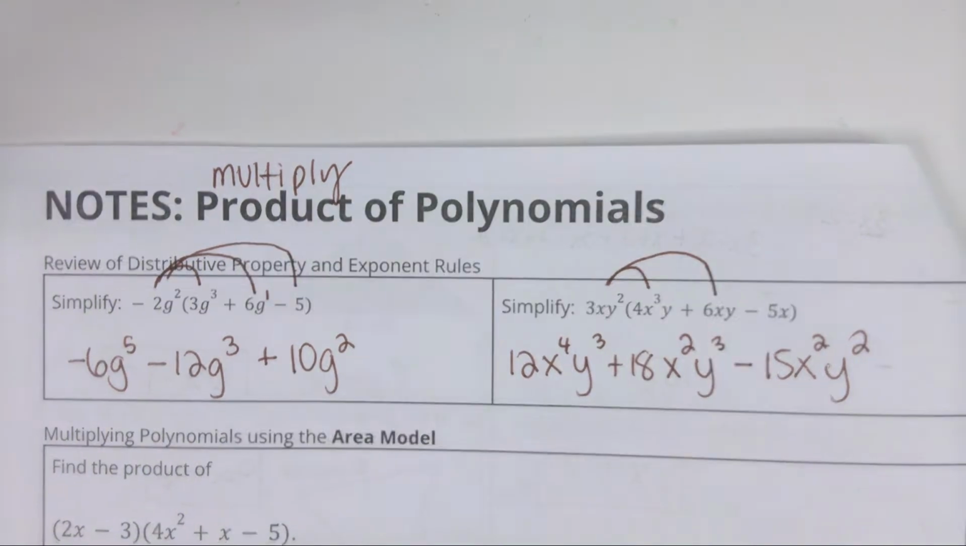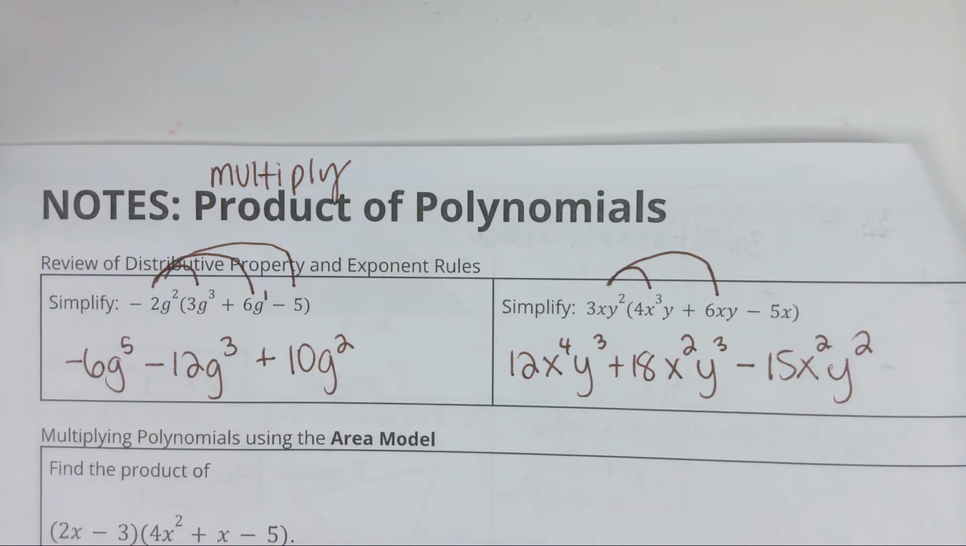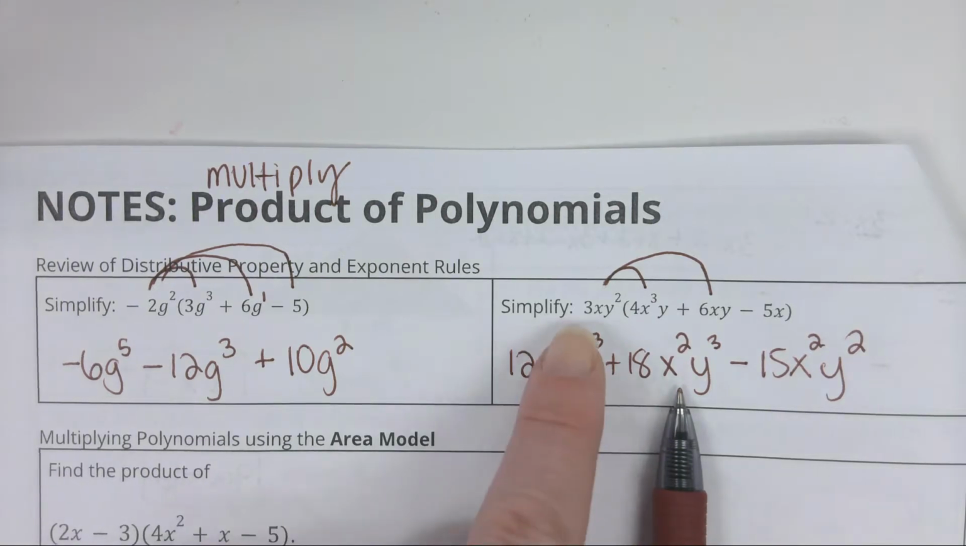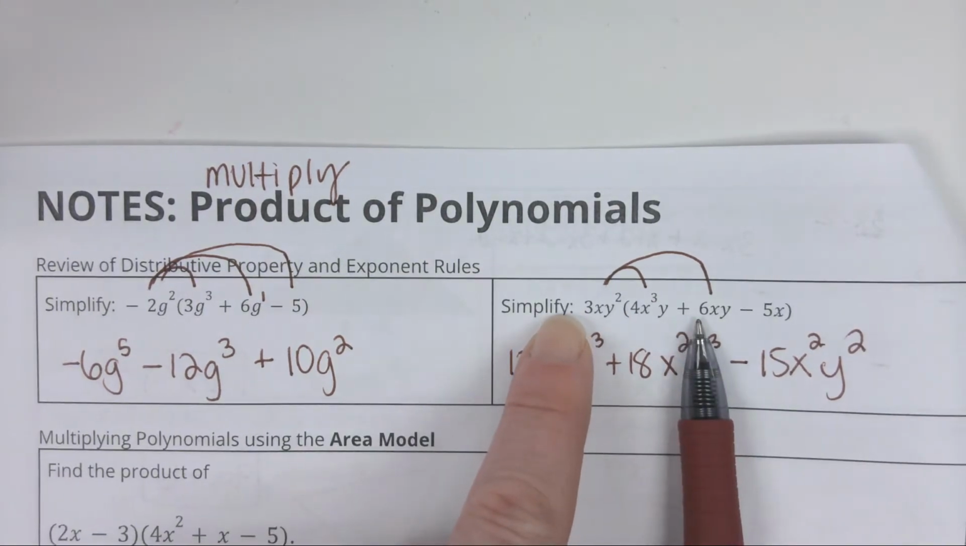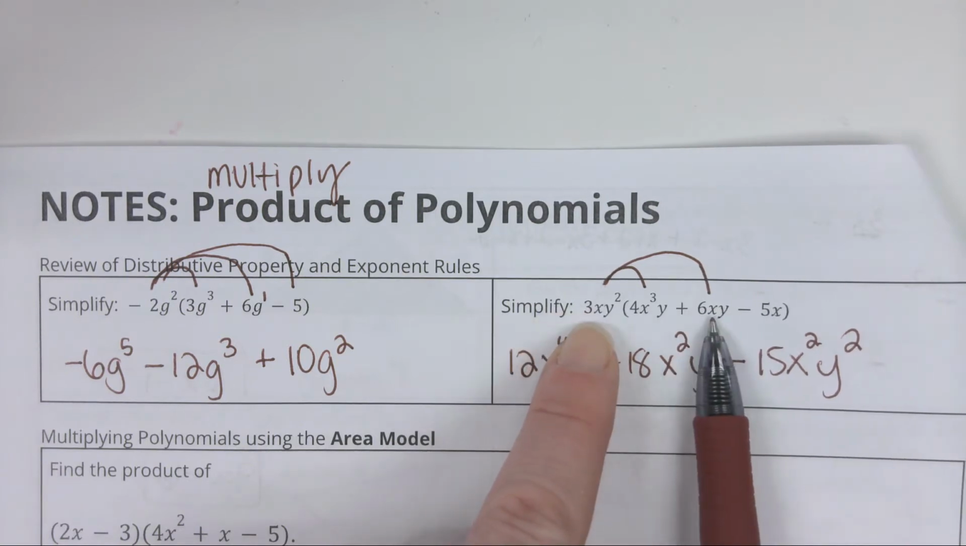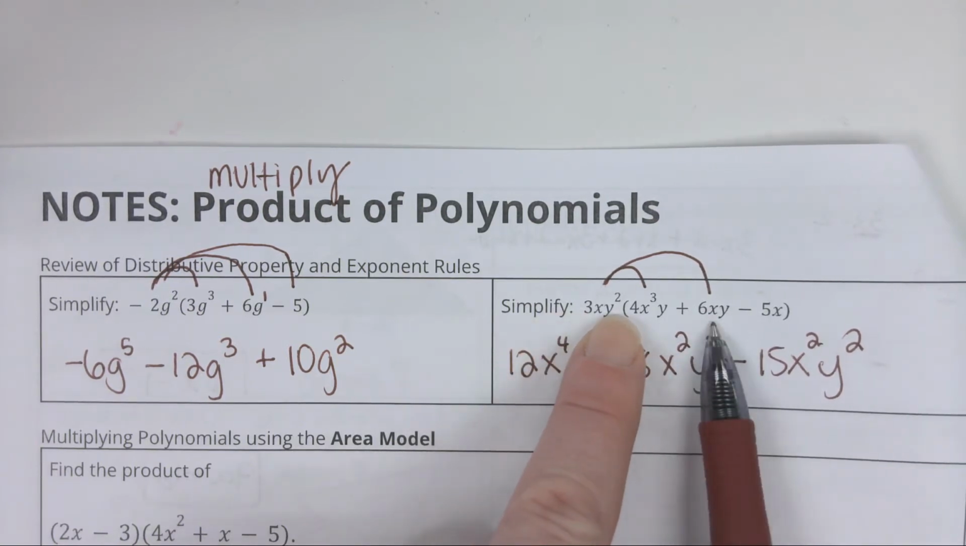Shane, how come the x is 4 and then the y is 3? For which one? Which term? The first term? You want me to explain that one? Okay. So 3 times 6 is where I get the 18. X times x is x squared. Y squared times y is y cubed.